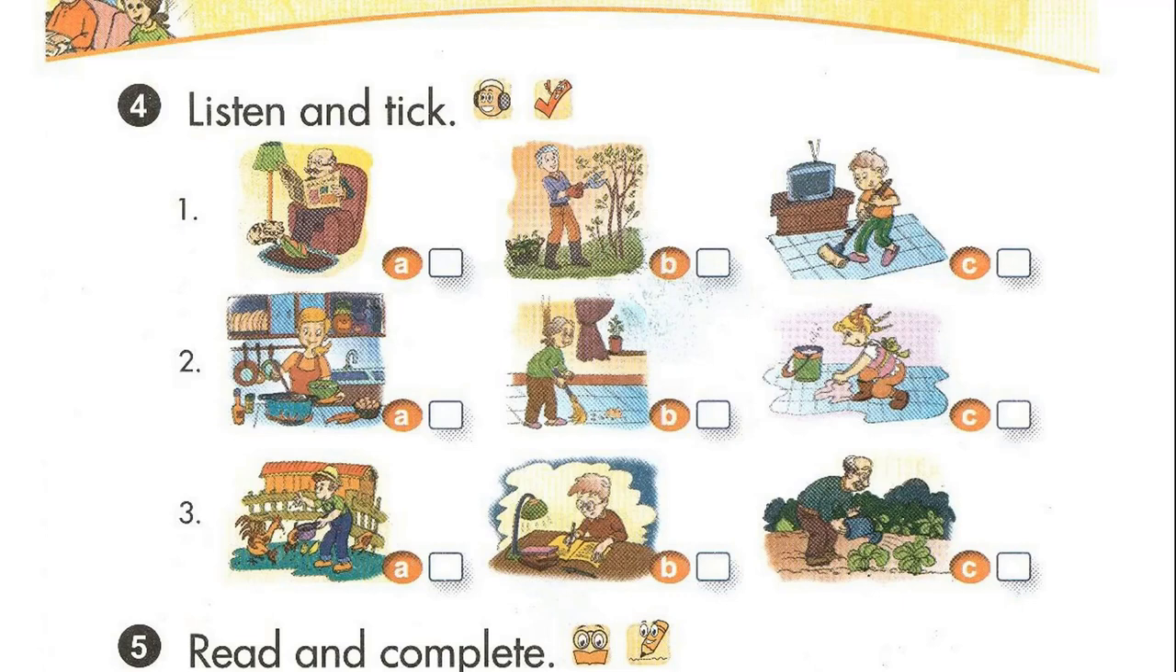Page 7. Lesson 1. Activity 4. Listen and tick. 1. Who's that man? He's my father. Really? He's young. 2. And who's that woman? She's my mother. She's nice. Thank you. 3. And that's my grandfather. He is nice too. But he isn't young. He's old.